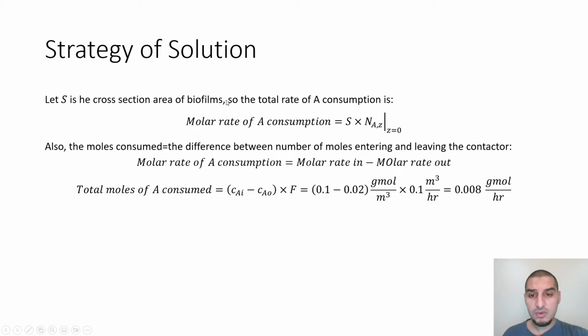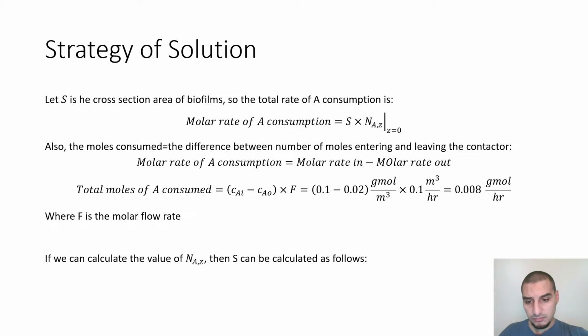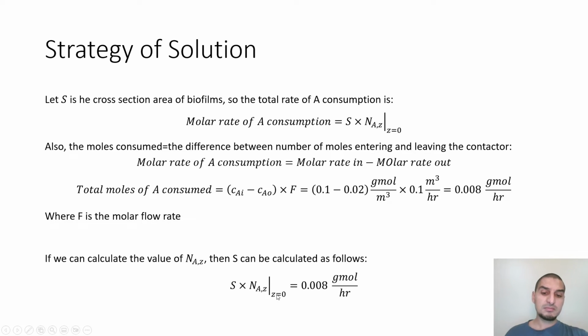So I'm done with the first part of this equation, and then the N_A at z equals 0 can be calculated from 0.008 divided by the surface area. So this is how we will have this strategy of solution. Why do I need to get the flux? Because this is the only way I can get the surface area, and why it's important, and how I can reach it.